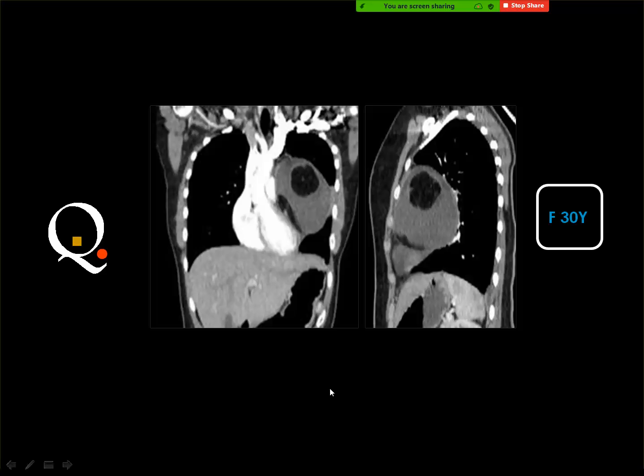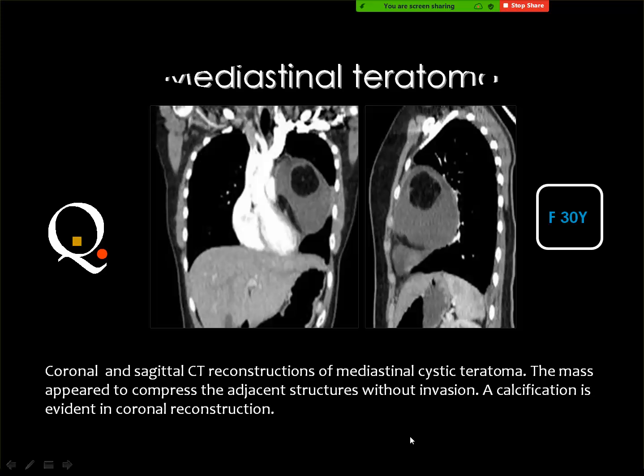Fat containing mass. Okay, and this lesion is pulmonary or mediastinal? Anterior, middle, or posterior? Anterior. Contains fat. Germ cell tumor. This is the only lesion which contains fat in the anterior mediastinum.